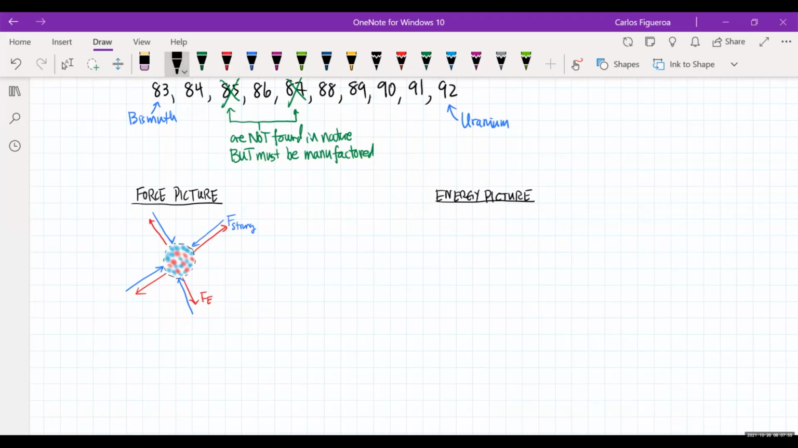So I would say here is that there is almost a balance. But F strong edges out F electrical. It's just slightly bigger here.